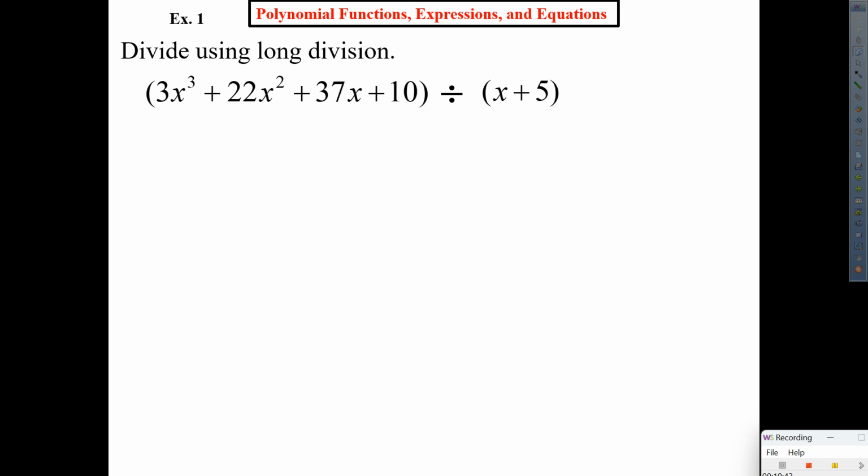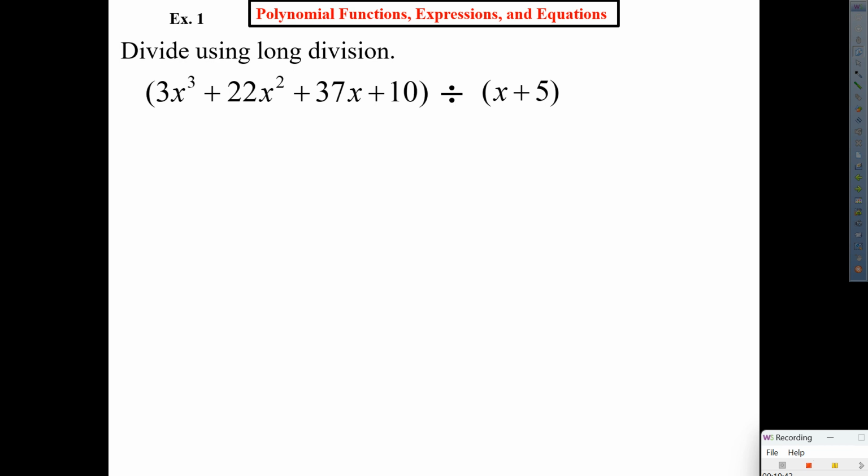Very important. Ready? Very important. And one more time since it's recording. Very important. Tell your neighbor the first thing we check when we have polynomials. Yes, standard form. So at this time, you don't need your Chromebooks. Put them away, please. Stay focused.